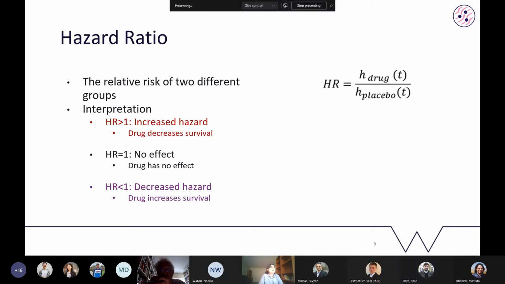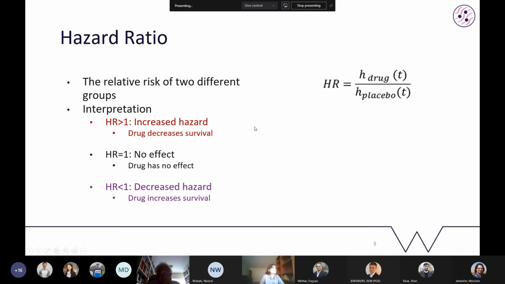So something known as hazard ratios can be used for that. As the name suggests, it is the relative risk of two groups. For example, we want to see whether administering a drug to a group has an effect on survival or not. So what we'll do is we'll take a ratio of the hazards at time t for the group that was given the drug with the group that was not given the drug or was in the placebo group. We will get a number for this ratio, and how do we interpret it?